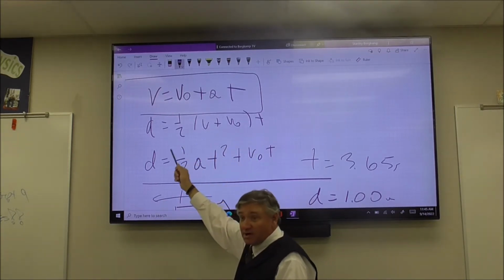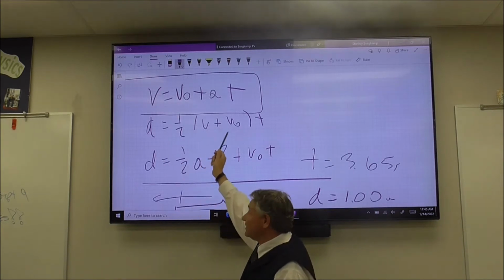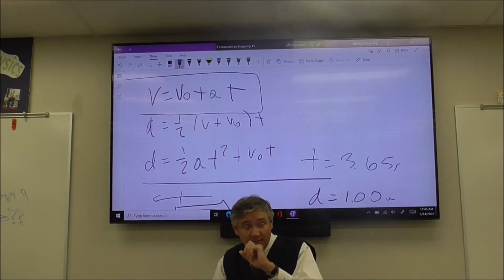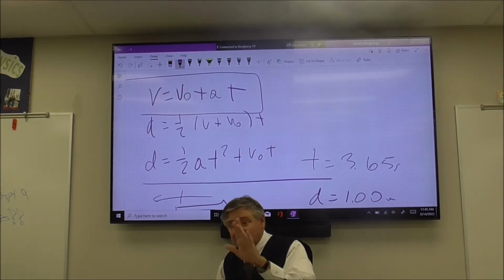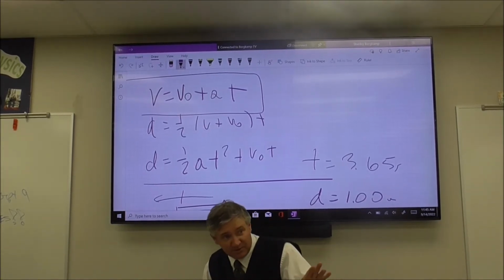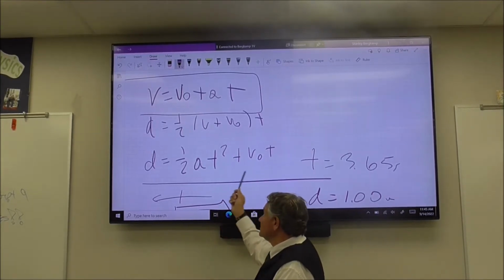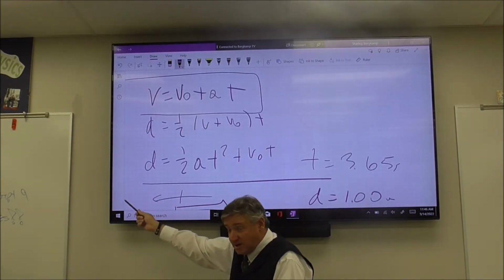Could I do this to find the final velocity? Yes, I could, okay? I could do that, but it's going to be a god-awful amount of work that I don't want to do. Could I use this equation? Yes, because what's my initial velocity?